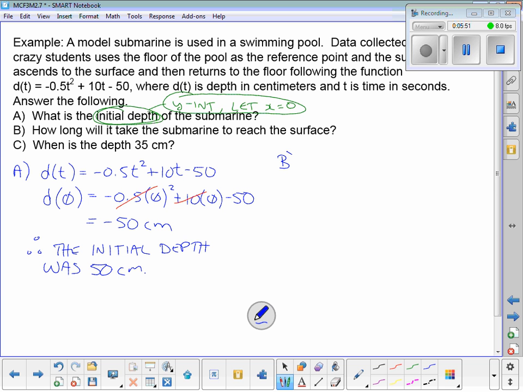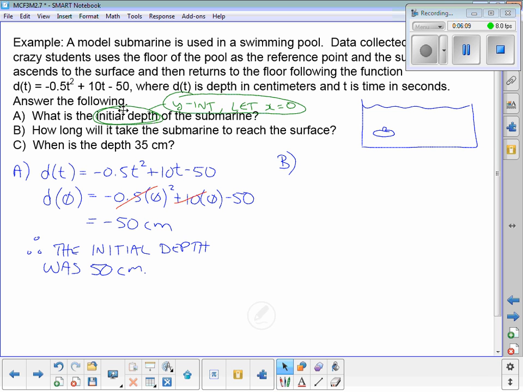All right, B part. How long will it take the submarine to reach the surface? Remember, the submarine's in a pool. Here's my water. Here's my sub. Put a sail on it. Now, it's a quadratic, so it follows a parabolic arc. It goes to the surface in a parabolic arc. This is going to be the highest possible point the sub will get, because subs can't fly, for those who aren't familiar with submarines. So this is what we call our vertex. We need to find the vertex for this question.